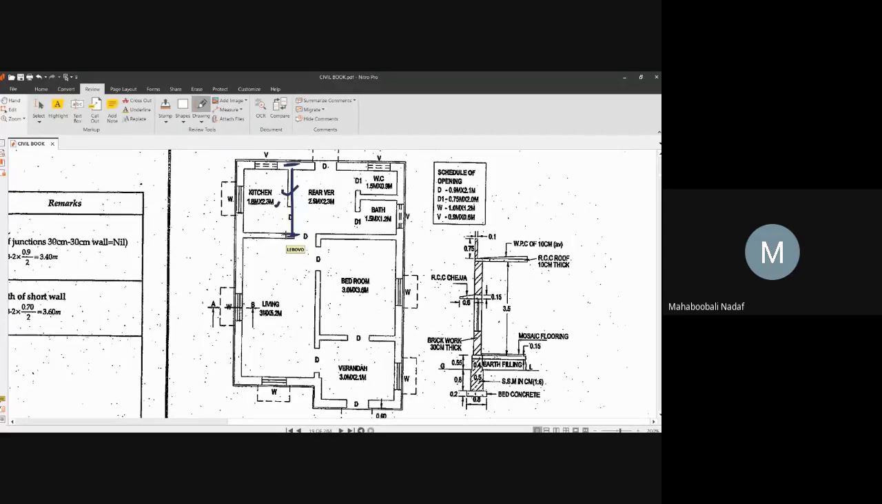Next internal wall. Everyone clear? So next, the wall between rear veranda and water closet bath. This line, this wall. Okay?